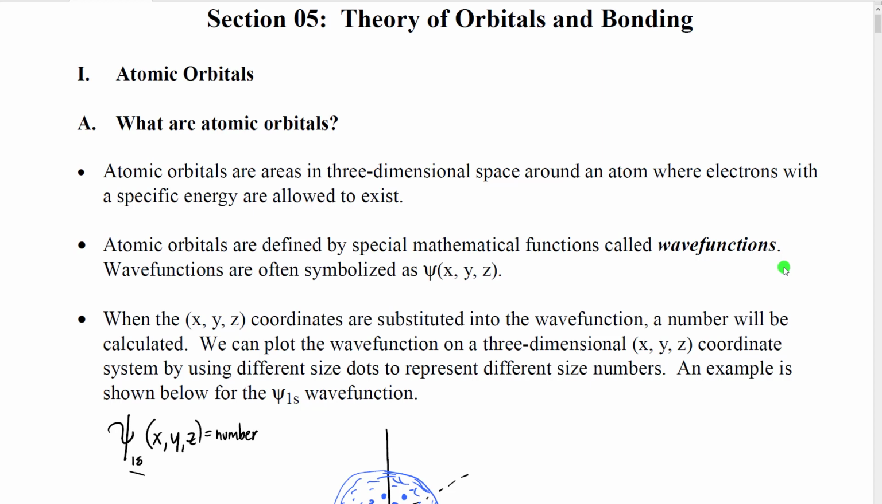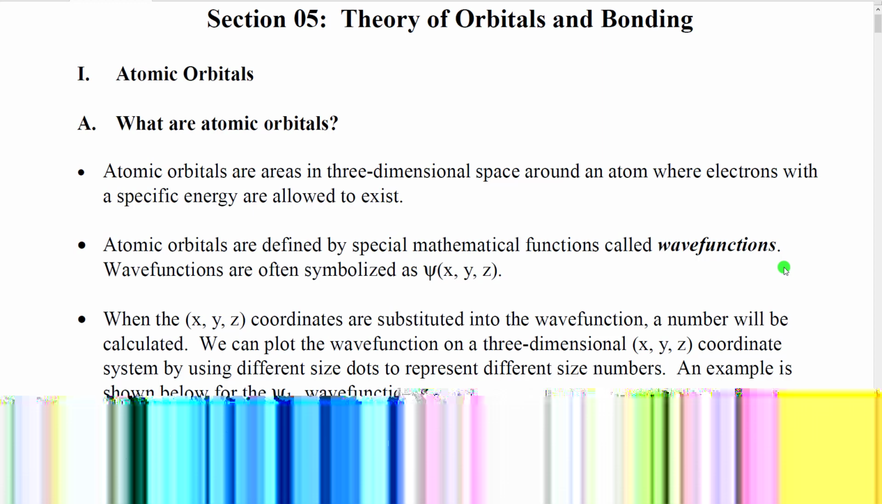The first thing we're going to cover is atomic orbitals. First, what are atomic orbitals? Well, atomic orbitals basically are sort of diagrams of behavior, specifically the behavior of electrons.